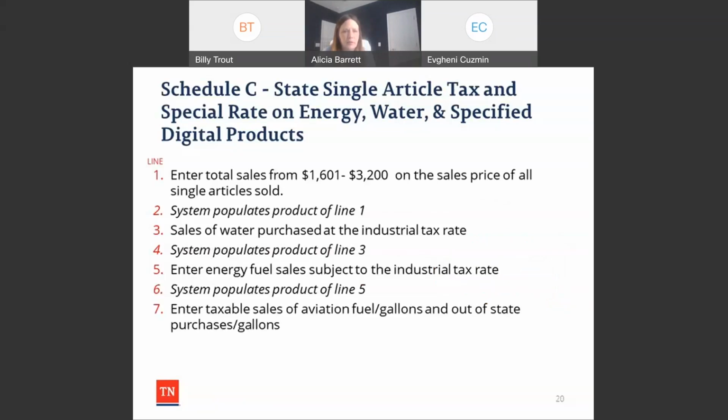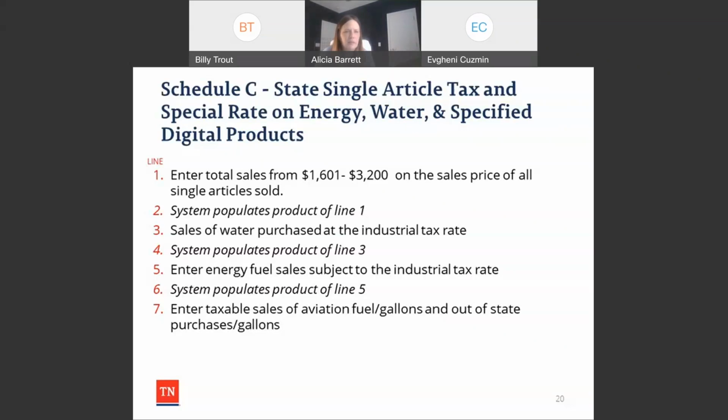Schedule C, so what all does it contain? Well, the first line is about the amounts that you need to apply that special single article rate to. So this is the second $1,600 of any single article sold. Line 2 is going to populate automatically. Line 3 is going to be sales of water purchased at the industrial tax rate, generally supported by an industrial machinery certificate. So lines 3 and 5 are going to be operating off of that.